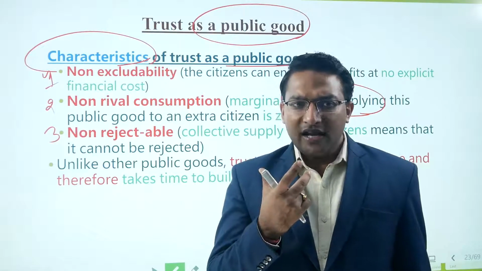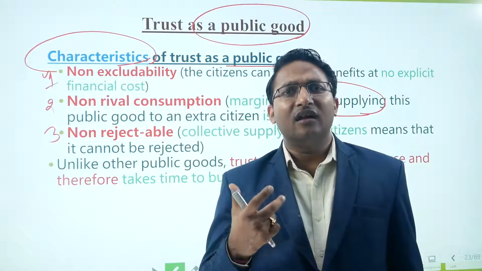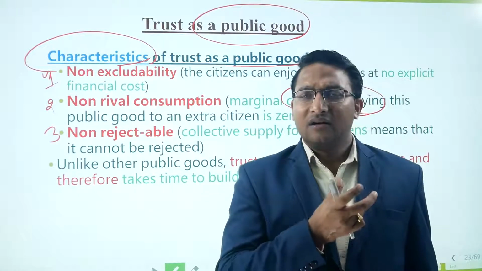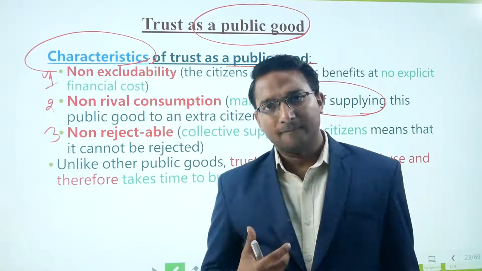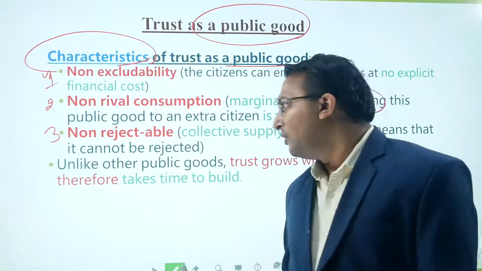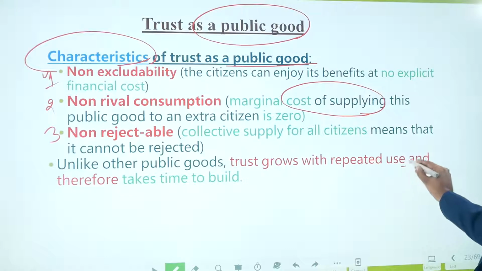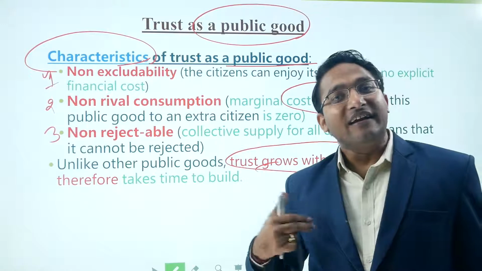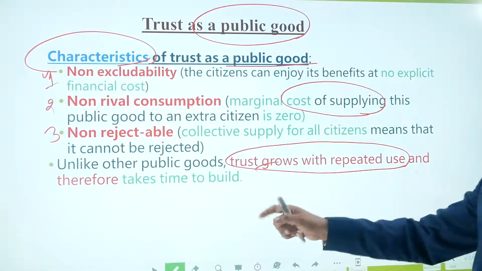So taking the example of that bank, any single bank employee cannot reject the idea that every person who gets the loan returns back the loan. So it is non-rejectable. Unlike other public goods, trust grows with repeated use. As more and more people return their loan on time, it will keep increasing, and therefore takes time to build.